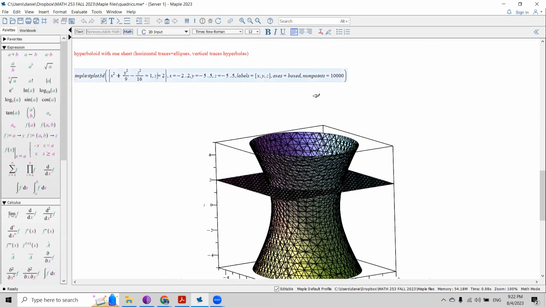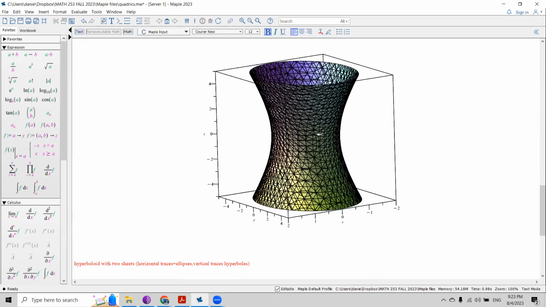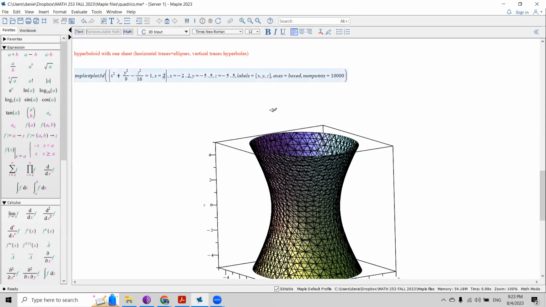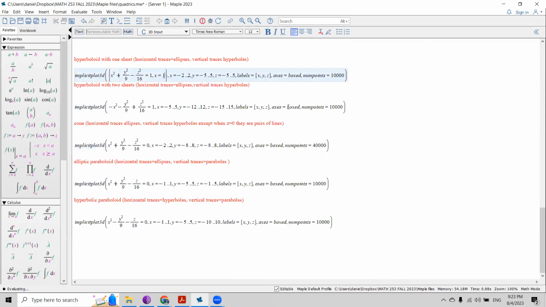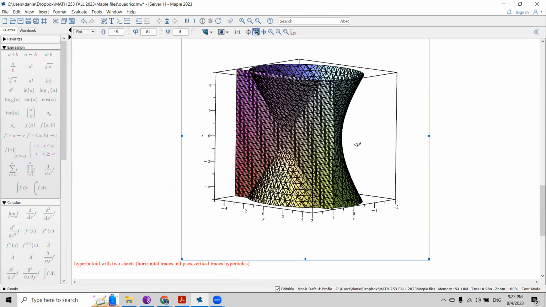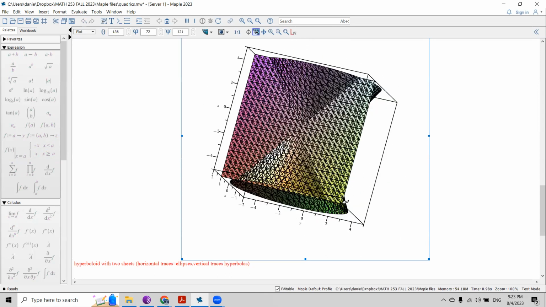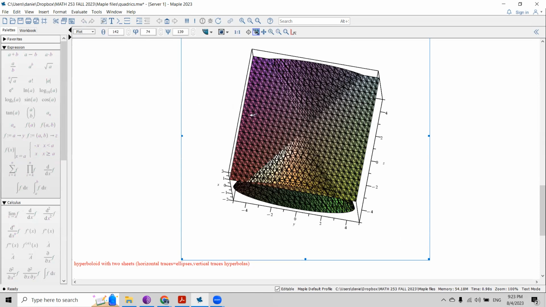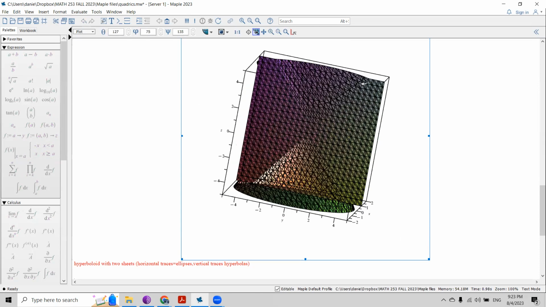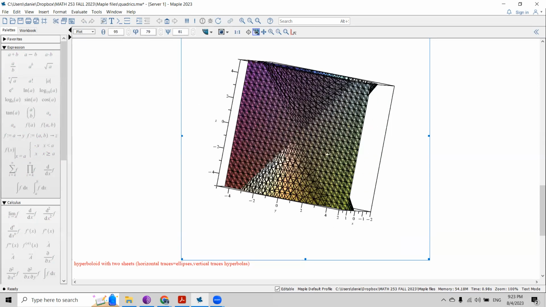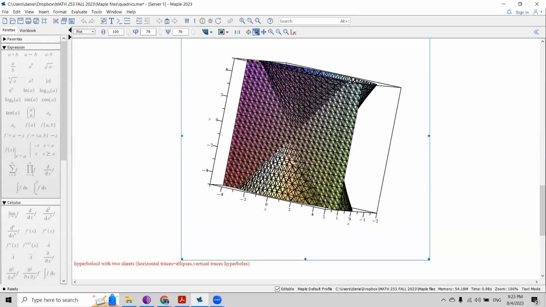And a vertical trace is going to be a hyperbola. Let's say x equals 2. It's not going to be in the frame. So let's see, x equals 1, let's say. All right, so from the side, I'm sure there are better ways to sketch this, but I hope this is good enough, right? Again, if you follow the intersection from the side, it should look like a hyperbola, right?